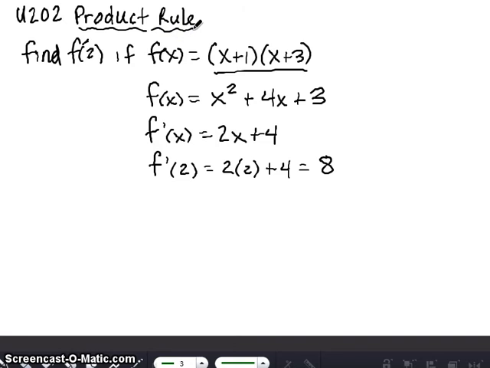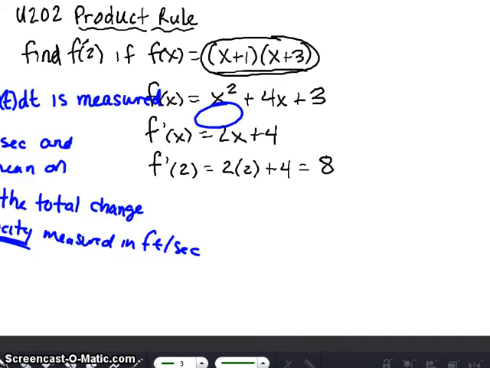Now in this unit we're going to get the product rule, which, if you can figure out, just means it's going to allow us to take the derivative of a product without having to distribute everything first.